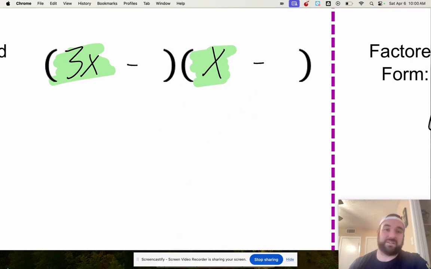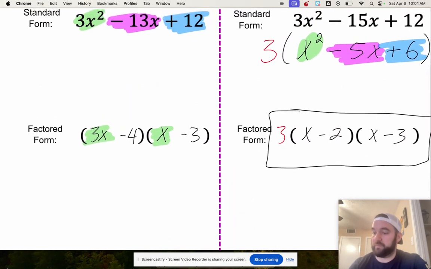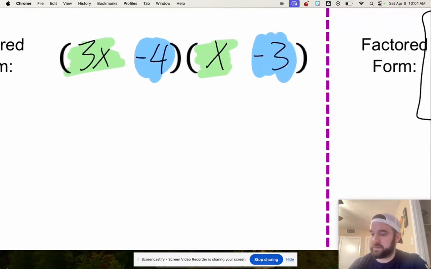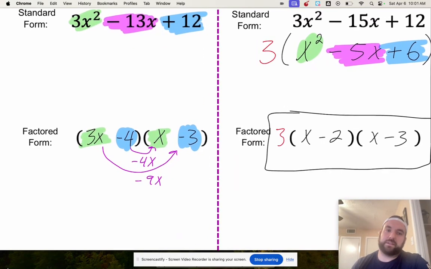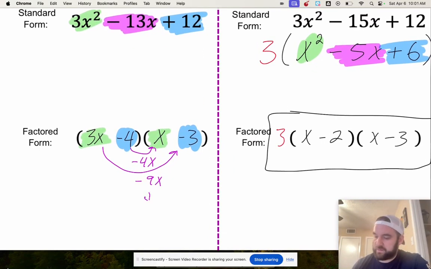So I have to try something besides 2 and 6. Maybe it's 4 and 3. Let's try 4 and 3, because remember, the rule that I need to follow is I need to make sure that these numbers always multiply to positive 12. Okay. In this case, if I distribute this, I get negative 4x there and negative 9x there. Negative 4 and negative 9 does indeed make negative 13x. Nice. So because negative 4x and negative 9x is equal to negative 13x, I know that this number combination is going to work for what we need.